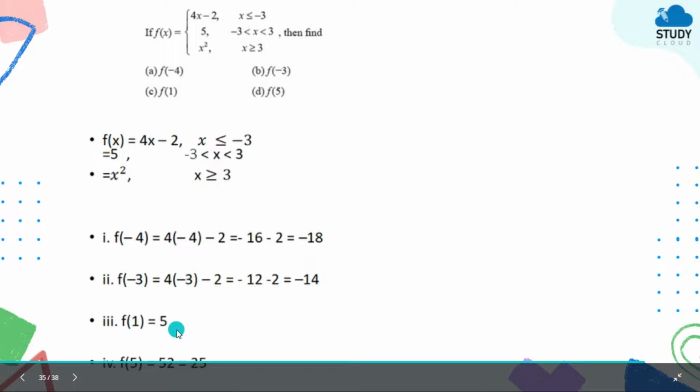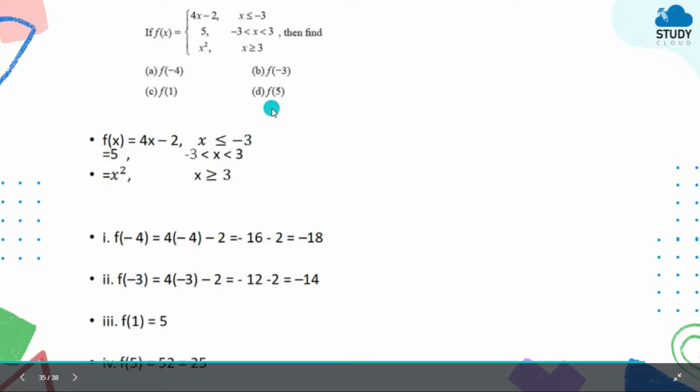Next, f(1). Where is the value of 1 lying now? Here you had x less than or equal to minus 3, equal to minus 3 but not greater than minus 3. 1 is greater than minus 3. Here the values are x between minus 3 and 3, so x is less than 3. Which numbers are less than 3? 0, 1, 2. See, 1 is lying over here. So which function will you use? f(x) is equal to 5. So f(1) is equal to 5 directly.